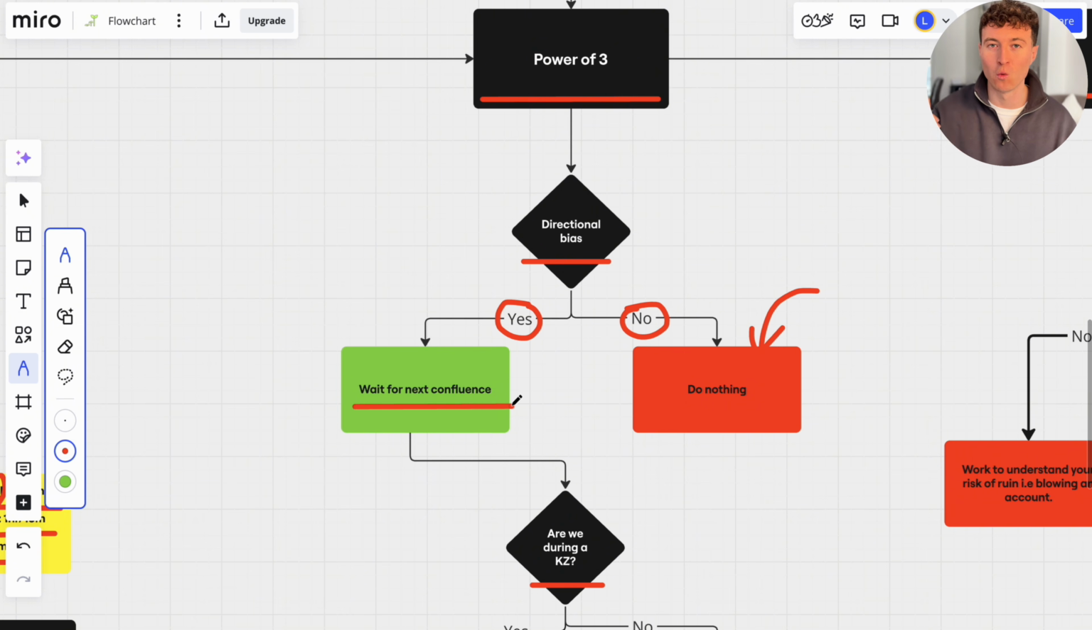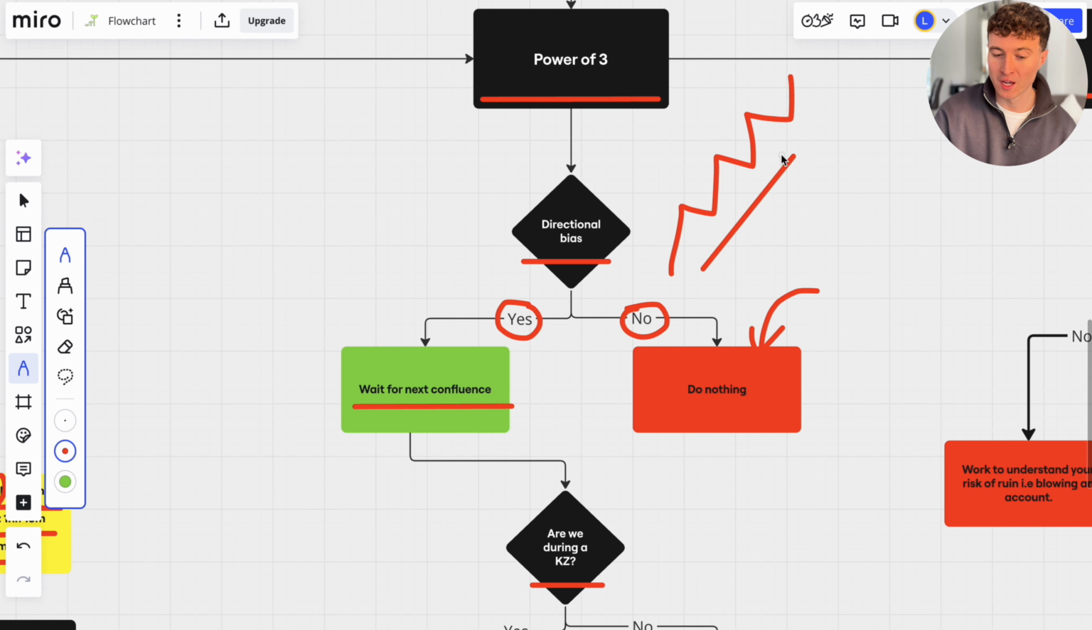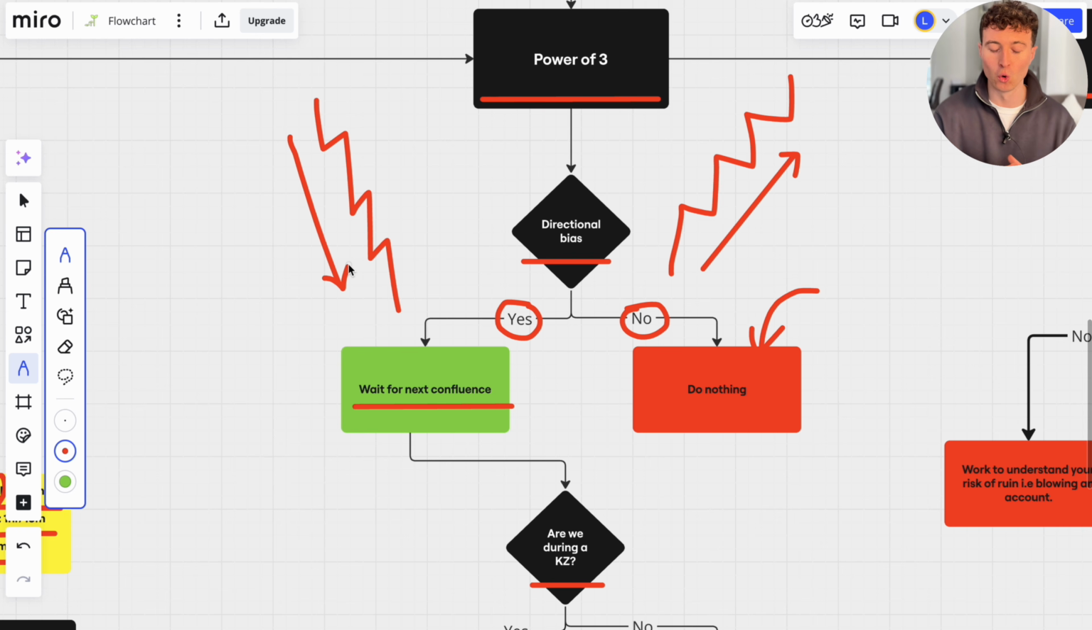confluences one by one. So, let's say that the market is trending to the upside, like so. Then the answer would be yes, we have a clear directional bias and therefore we can look for long trades. Let's say the market's trending to the downside. Again, we have clear directional bias and therefore we can look for potential short trades on this market. If the market is just simply consolidating and we have no directional bias, then we do absolutely nothing.